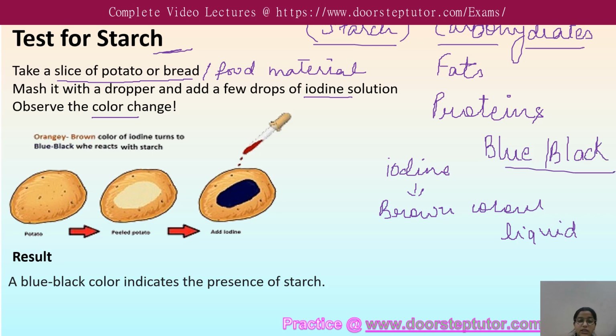Now if you see the diagram here, it says that you take a potato, you cut or peel through a section of the potato, and the starch is basically exposed, right? Now if you add a few drops of iodine, you can see here that the color has changed from brown to blue black. So blue black color will indicate the presence of starch in your food material.